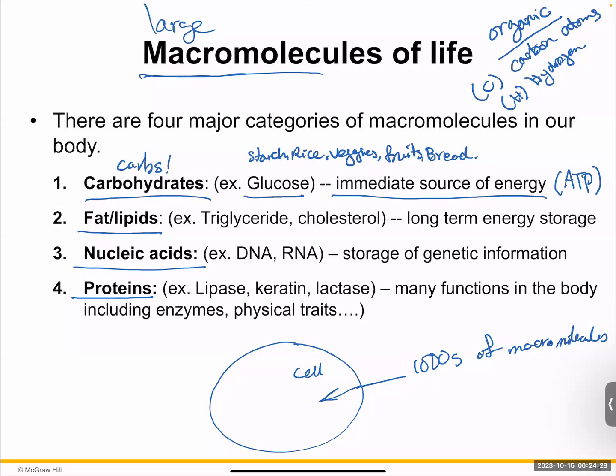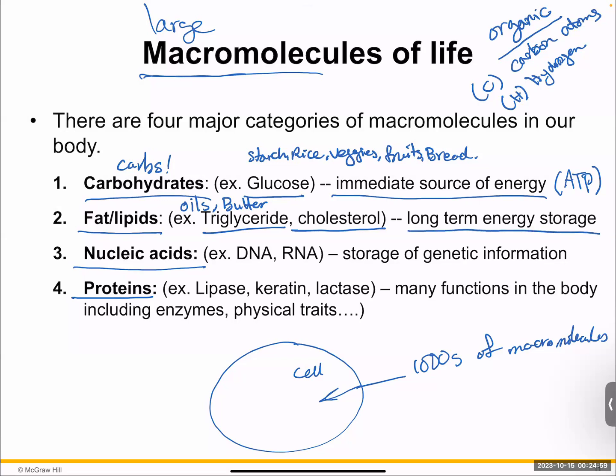So for fats and lipids, think about your typical oils, right? That comes from plants like avocado oil, grapeseed oil, canola oil, etc. And then you can also think about the fats that come from animals like butter or lard. Now, what our body converts these fats to are two major molecules, triglyceride and cholesterol. And all of these fats are used as long-term energy storage.